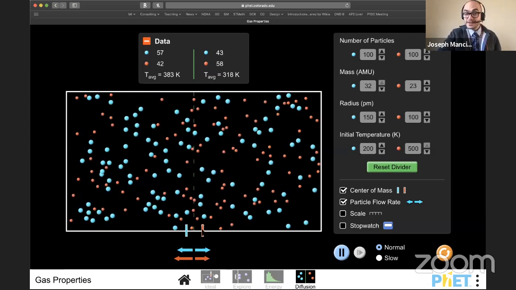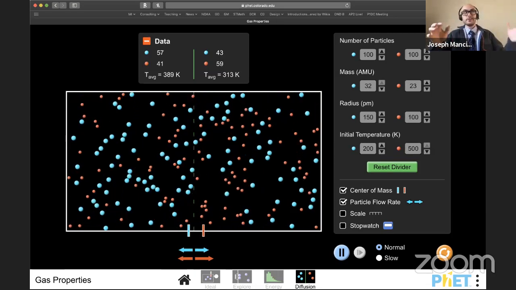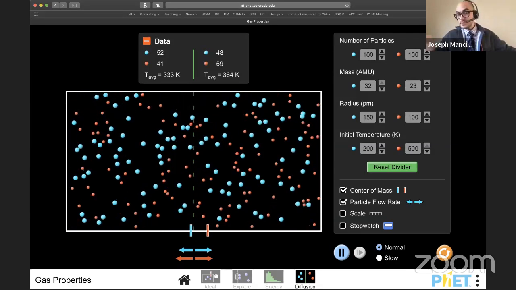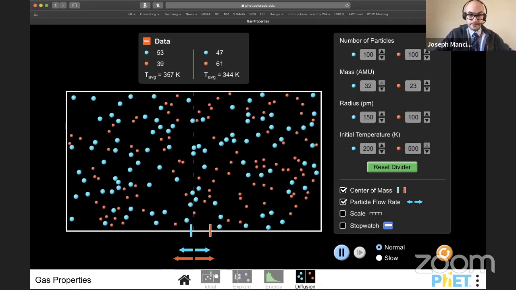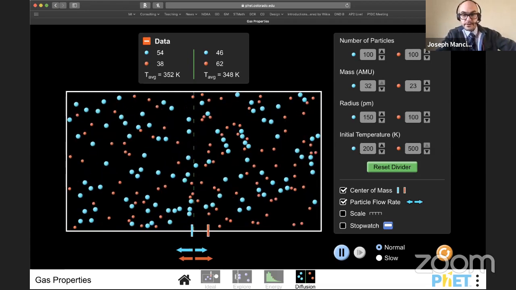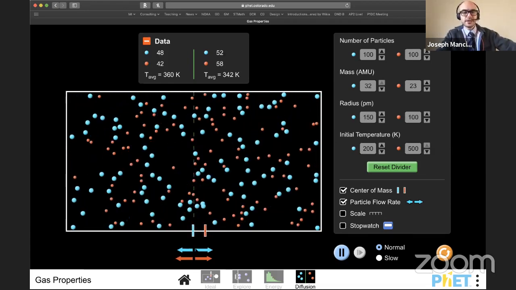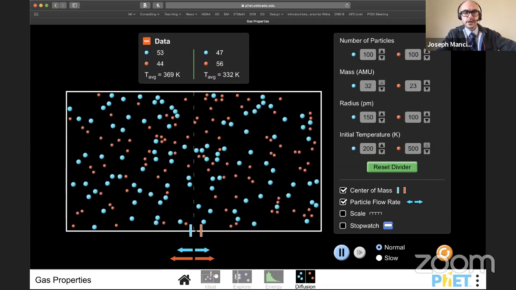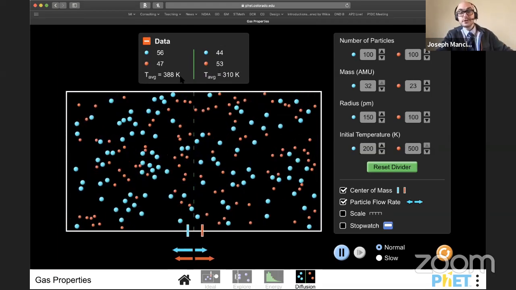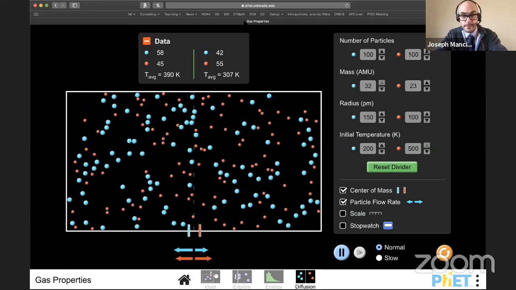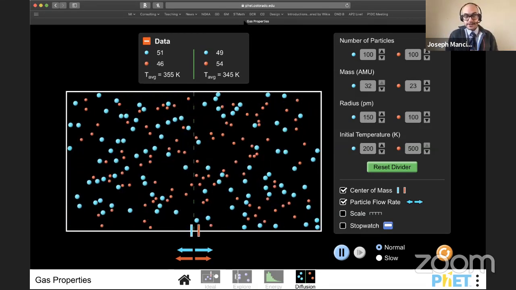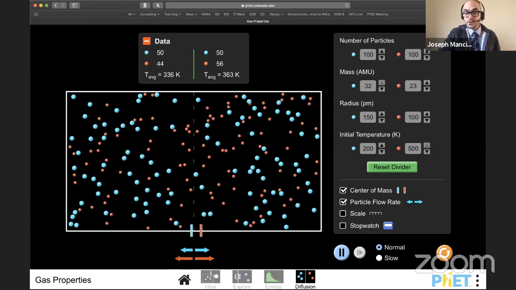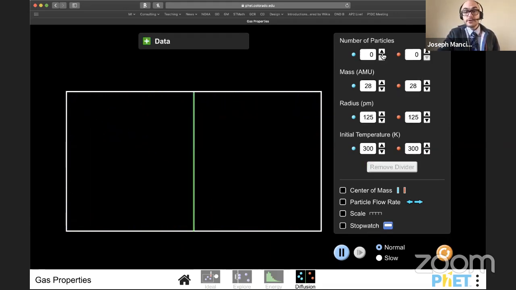The mass of gas will evenly occupy the full space, moving the center of mass. And now we see that the particle flow rate is roughly equal for the blue particles and still equalizing for the red particles, that they have reached thermal equilibrium. And that is what increasing entropy means, going from an ordered state to a disordered state.